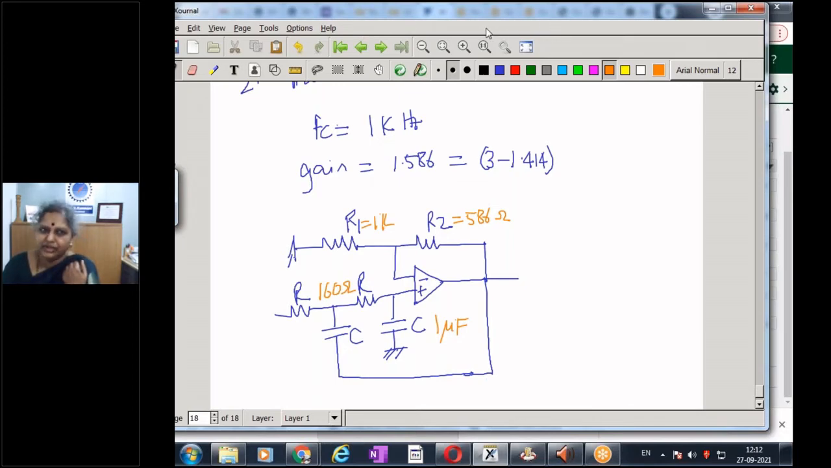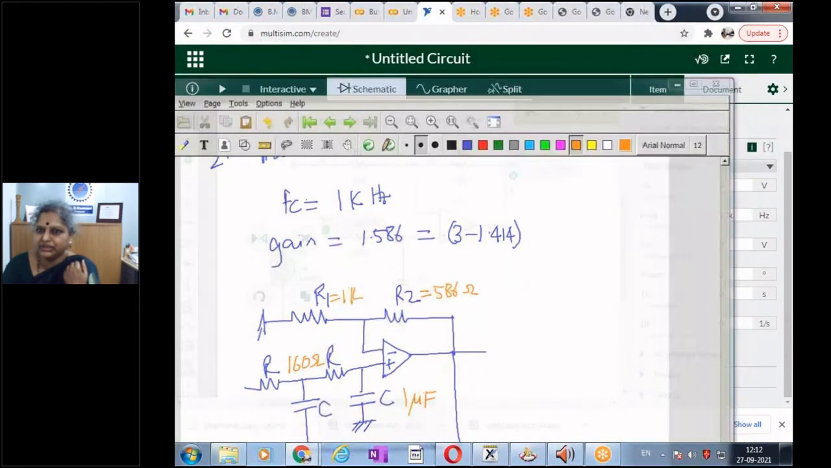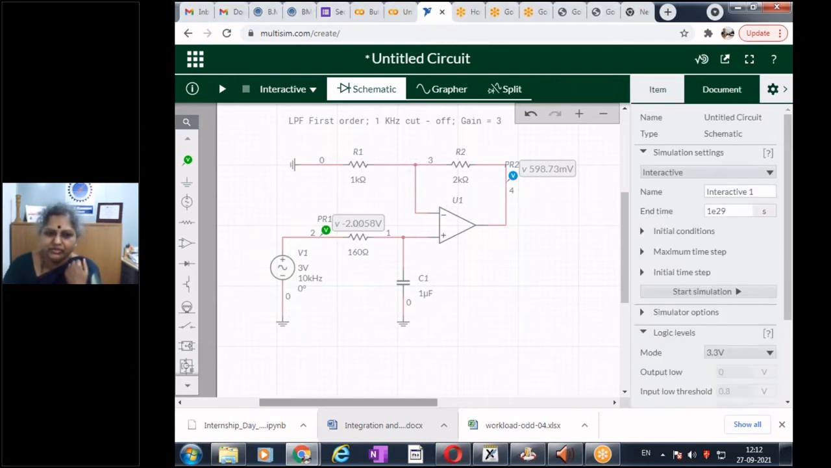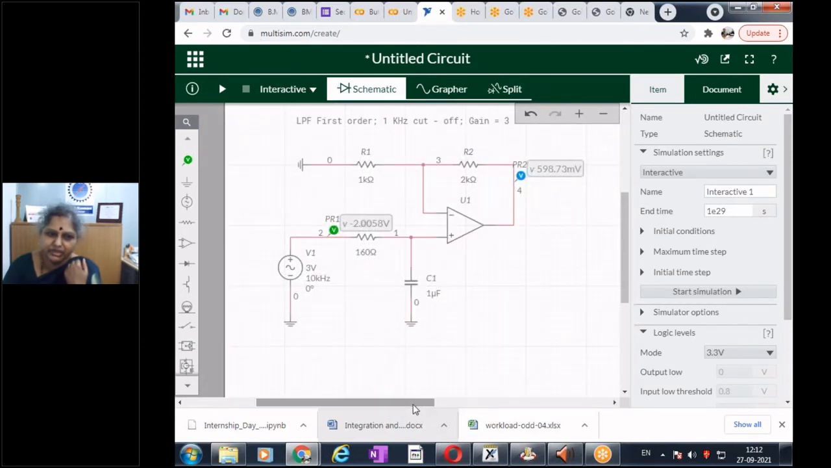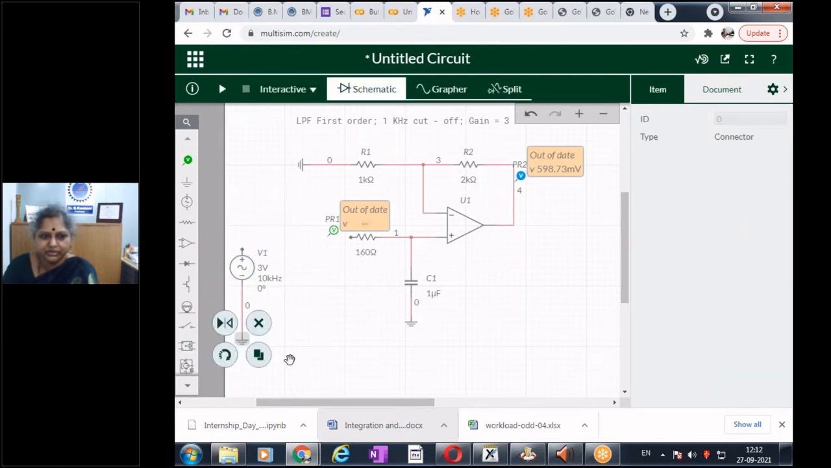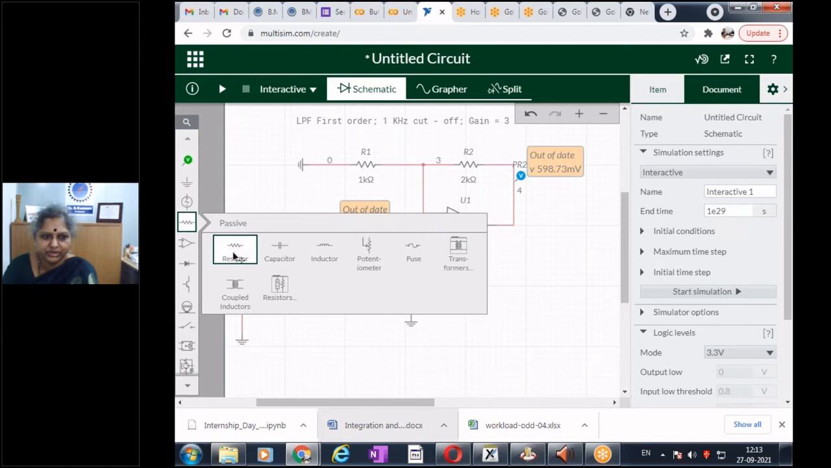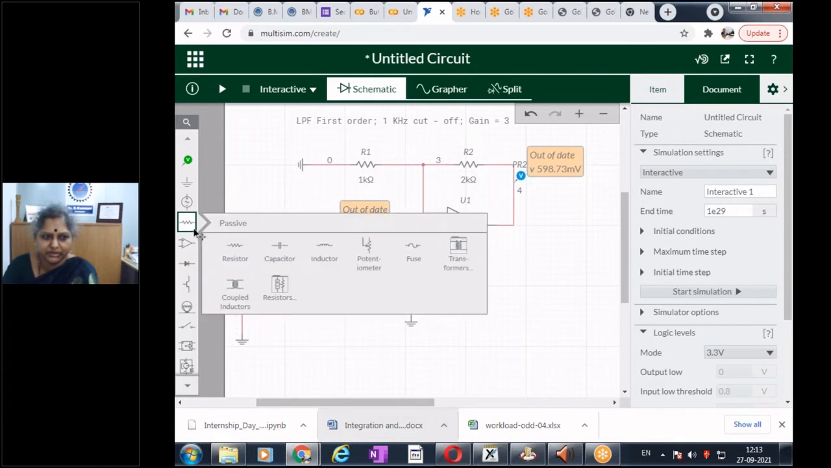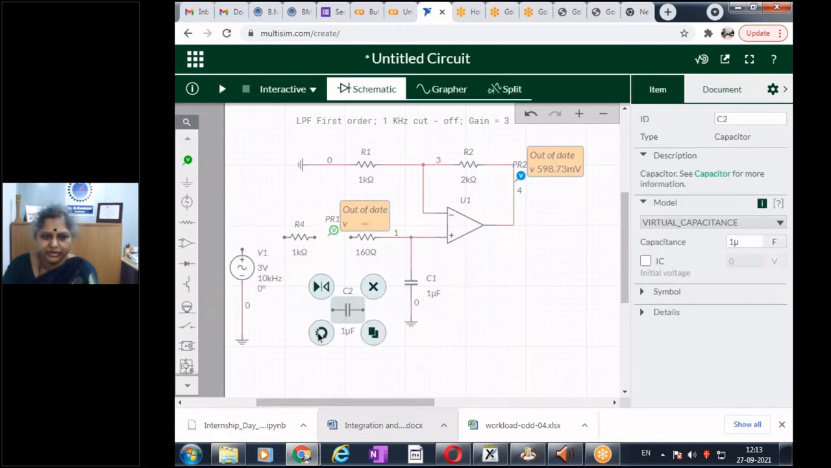So let us go back to our circuit and try to implement this circuit. We are going to convert this circuit to a second order system. I will use the same circuit. If you want, you can rebuild it from the beginning. I will remove this wire and shift my ground. Then I need to put one more resistor and one more capacitor, and that will become a second order.